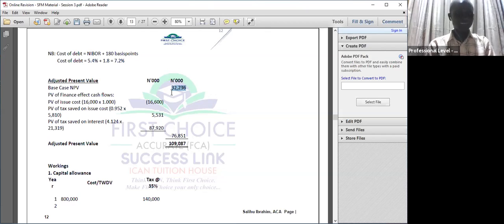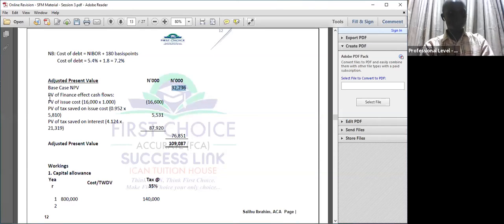Okay, as far as I am concerned, I prefer using the risk-free rate of return when I'm discounting finance effect cash flow, okay? So what is our risk-free rate? I think it's 5%, right? 5%. So what will I do?